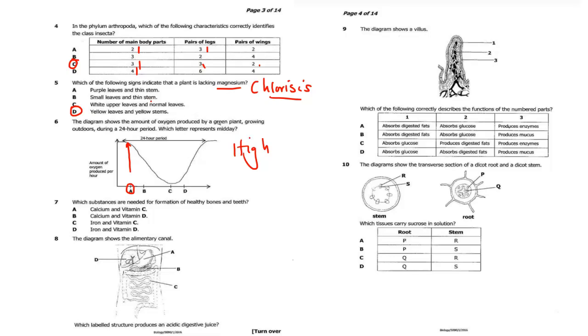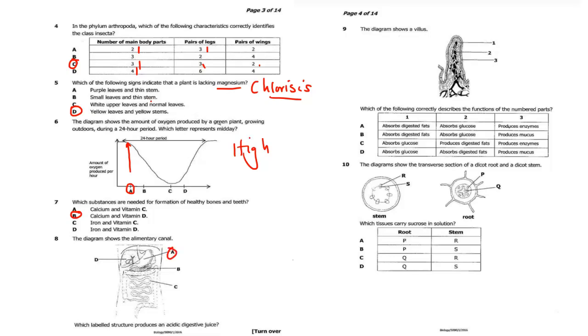Question 7. Which substances are needed for the formation of healthy bones and teeth? No doubt, calcium and vitamin D. Question 8. The diagram shows the alimentary canal. Which labeled structure produces an acidic digestive juice? The structure that produces an acidic digestive juice here is the stomach. So which arrow is pointing at the stomach? It is A.